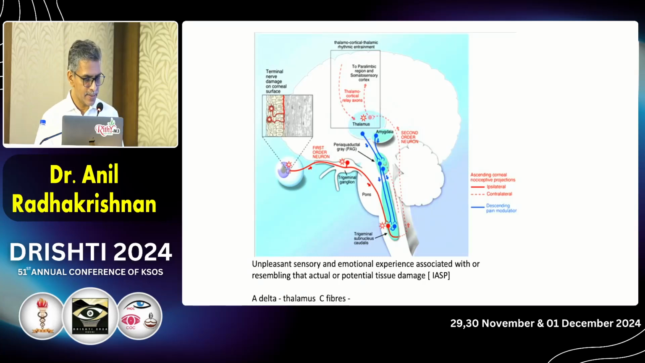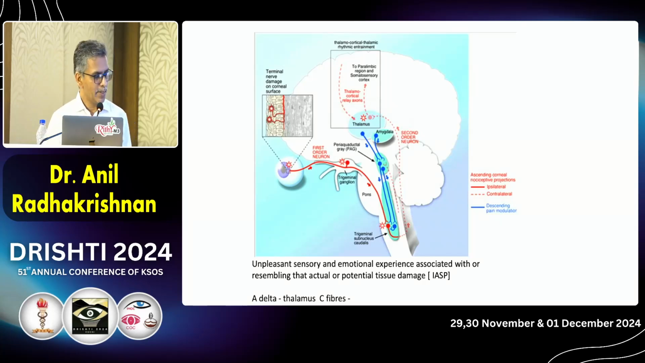I would digress a bit. This is the International Association for the Study of Pain. They define pain as an unpleasant sensory and emotional experience associated with or resembling actual or potential tissue damage. That is important, actual or potential tissue damage.